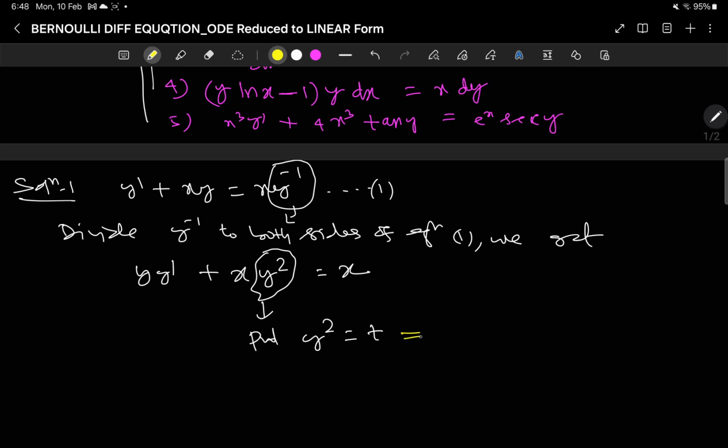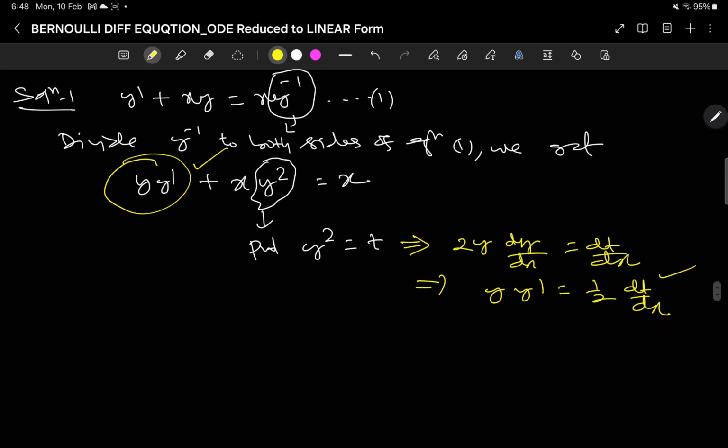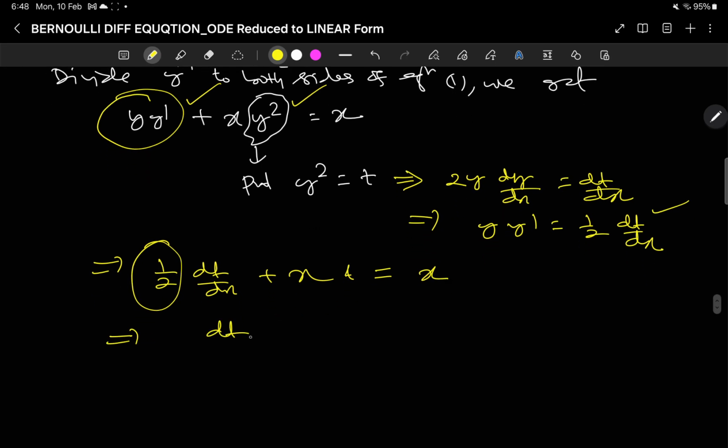So that means 2y dy by dx is dt by dx, but here we have y dy by dx, so y into y dash is half dt by dx. You substitute it here. So half dt by dx plus x, now this is my t, is equal to x. Now you multiply 2 throughout. So dt by dx plus 2x t is equal to 2x.